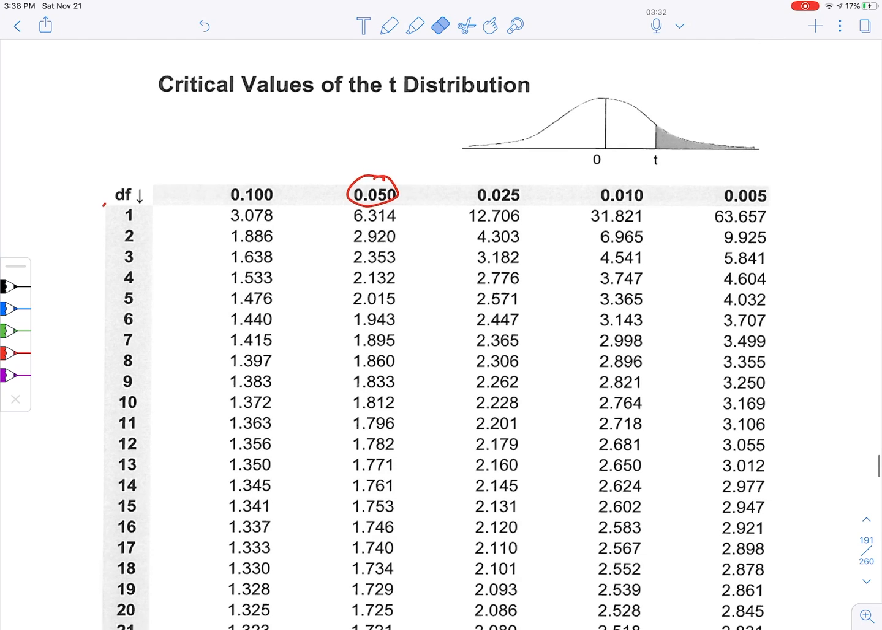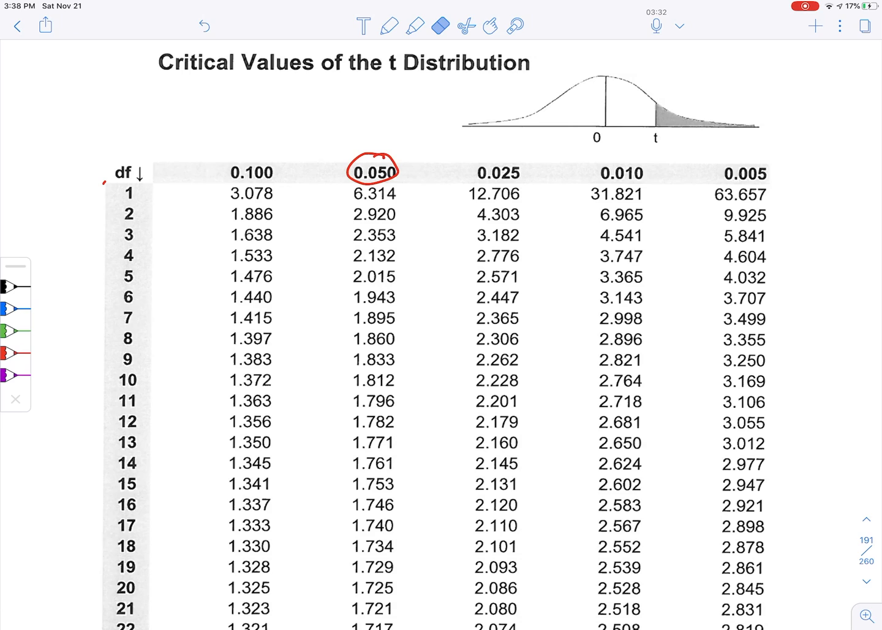So what we do then is we find our degrees of freedom. Let's say there's something like, say, 7 degrees of freedom. And this number here, 1.895, would correspond to a t-distribution with 7 degrees of freedom and 5% in the tail. That's what this 5% means here. So this number here would be 1.895. Okay? So that's what we're looking at there. That's what it means there.